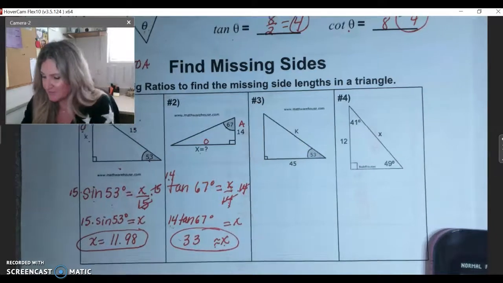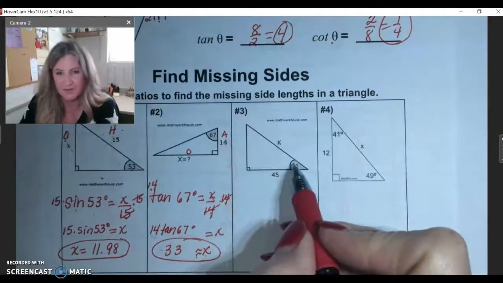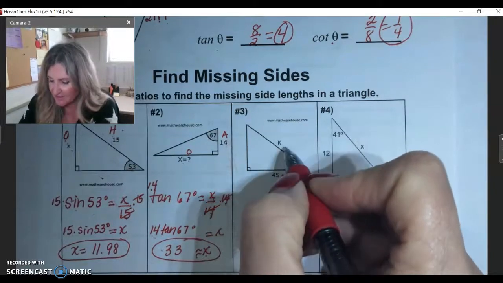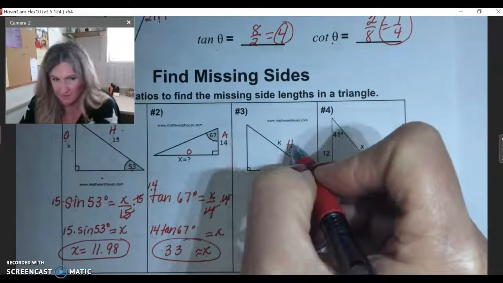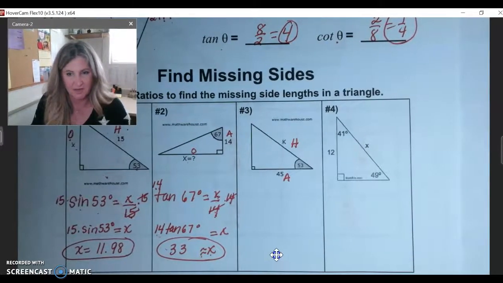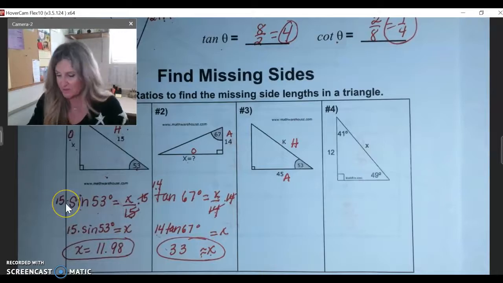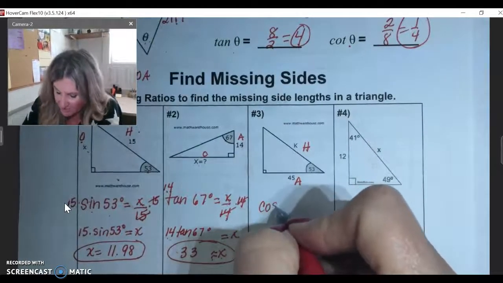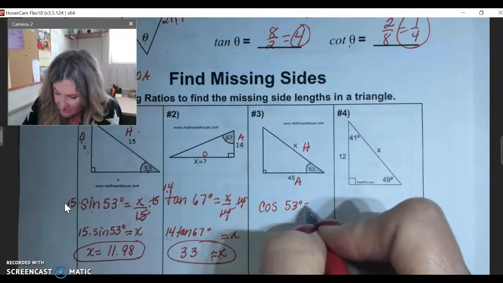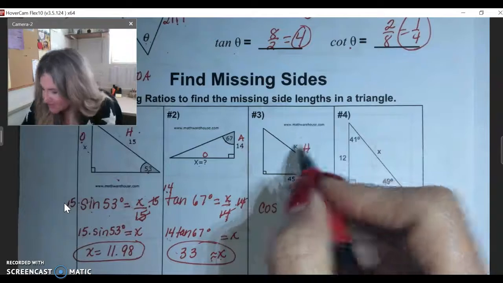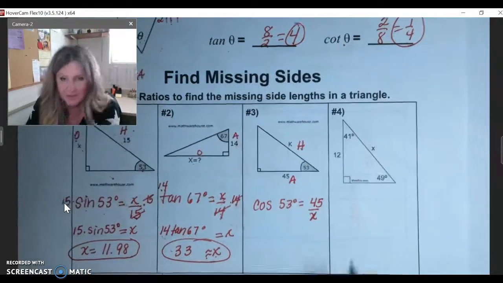All right, let's look at number 3. So for number 3, here's our angle. This would be our adjacent. This would be our hypotenuse. So if we are using adjacent and hypotenuse, that means that we're going to use which one? Which of those functions are we going to use? Look at it. Adjacent hypotenuse is cosine. So we're going to have to do the cosine of 53 degrees equals adjacent over hypotenuse. That looks like a K. I'm just going to stick with X.